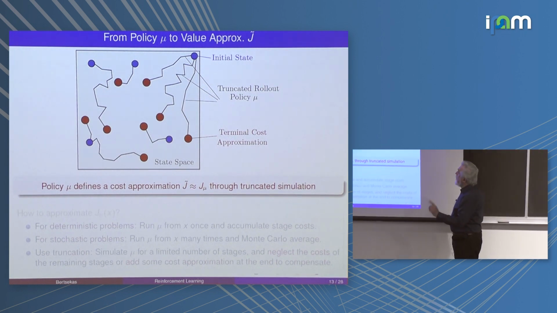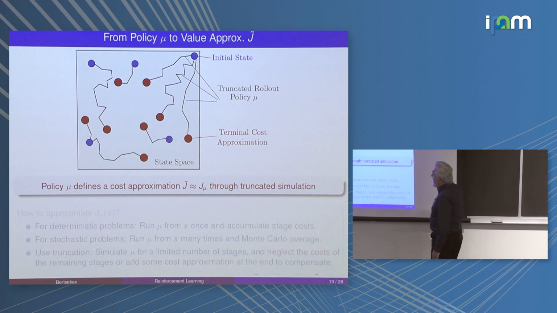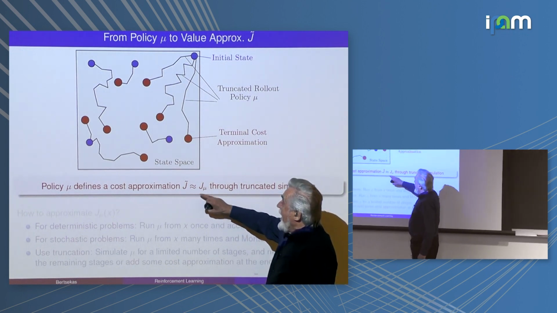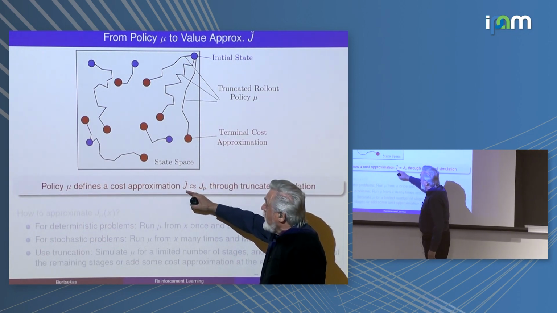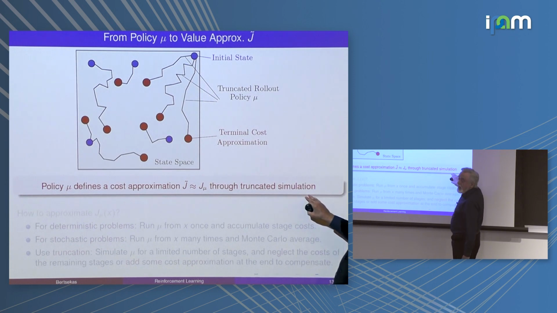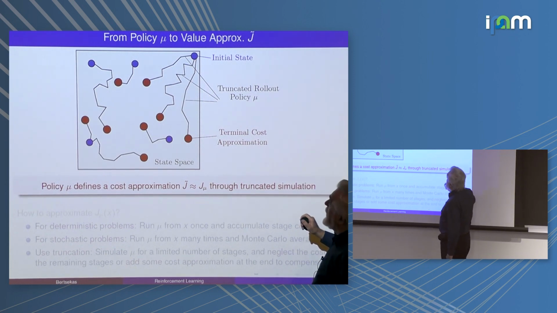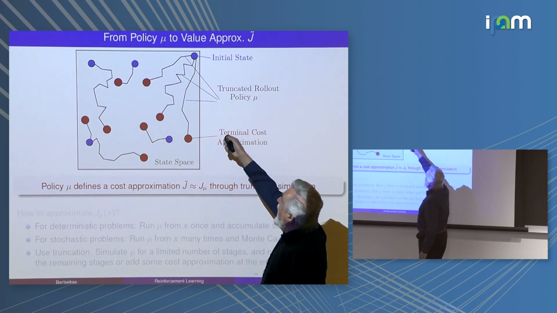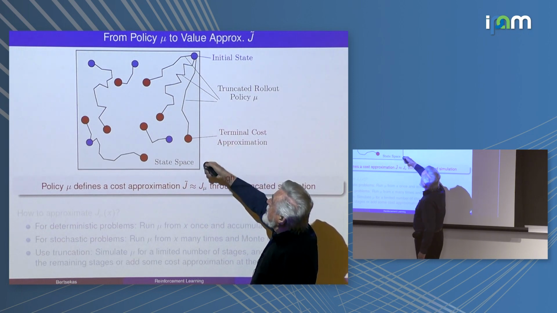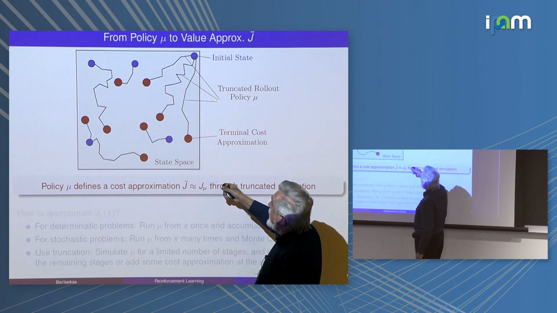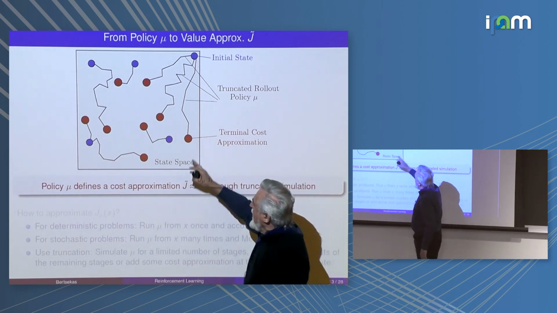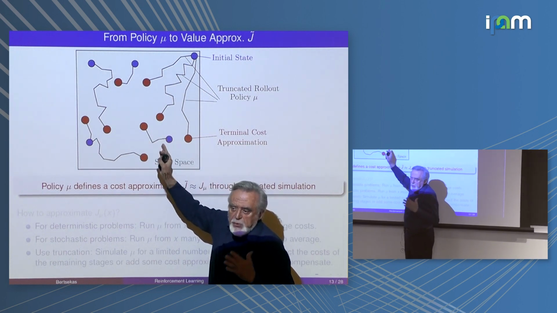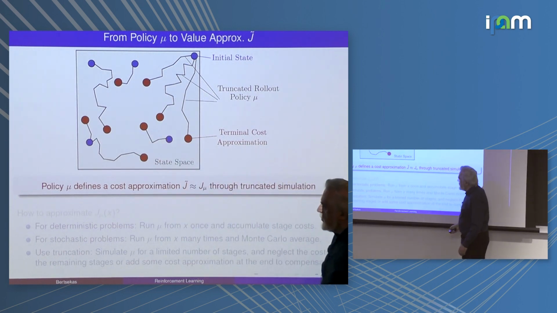So now, how do you go from policies to value functions? Basically, a policy has its cost function, and then a cost approximation can be obtained through truncated simulation. So we have a policy, and we have various initial states here, and we simulate that policy, generate a lot of simulation trajectories, and perhaps because the simulation trajectories can be very long, you truncate them and take some kind of heuristic cost function approximation. It may come from an earlier approximation.